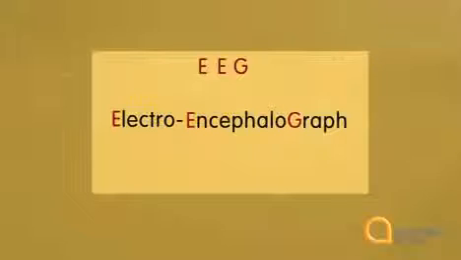He says an EEG. That's an abbreviation. We don't pronounce it like a word, we say each letter: E-E-G. EEG stands for electroencephalograph. That's a type of brain scan, but you can see why we shorten it to EEG.